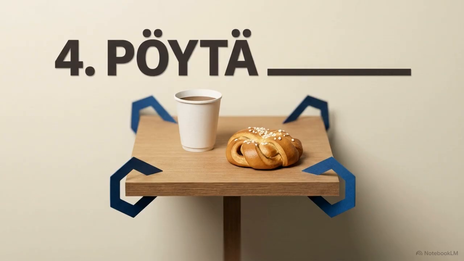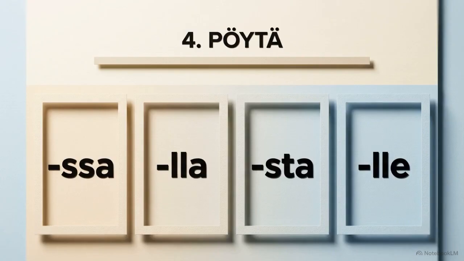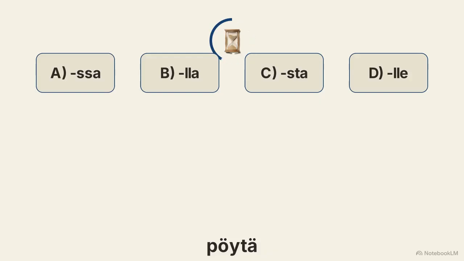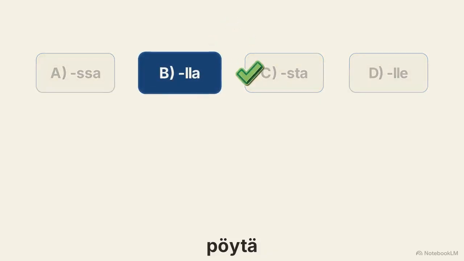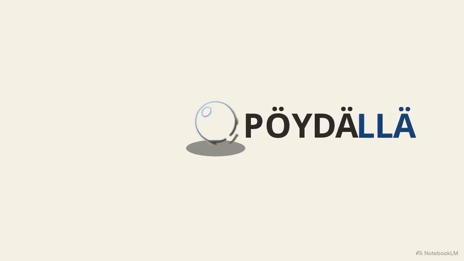Question 4. Now you are sitting at the table, pöytä. Since a table is a surface, apply the at surface set. Which of these 4 options is the right fit? 5 seconds. The answer is option B, llä. Because a table is a surface rather than a container, the grammar requires the llä hook, pöydällä.